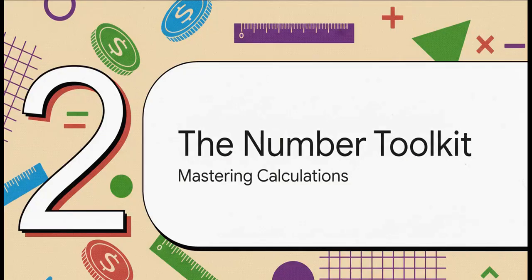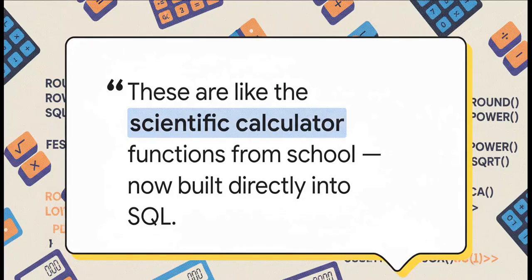All right, next up, the number toolkit. Anytime your query involves money or measurements or any kind of math, these functions are going to be your new best friend. Remember that scientific calculator you had back in math class? You know, with all those special buttons for rounding and powers and roots? Well, that's exactly what this toolkit is. Oracle has built all that same functionality right into the language, so it's ready for you to use in any query you write.